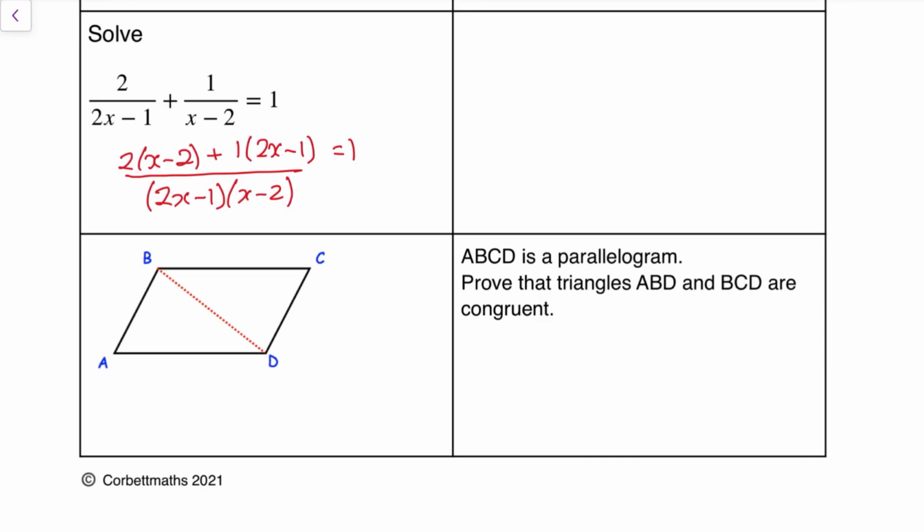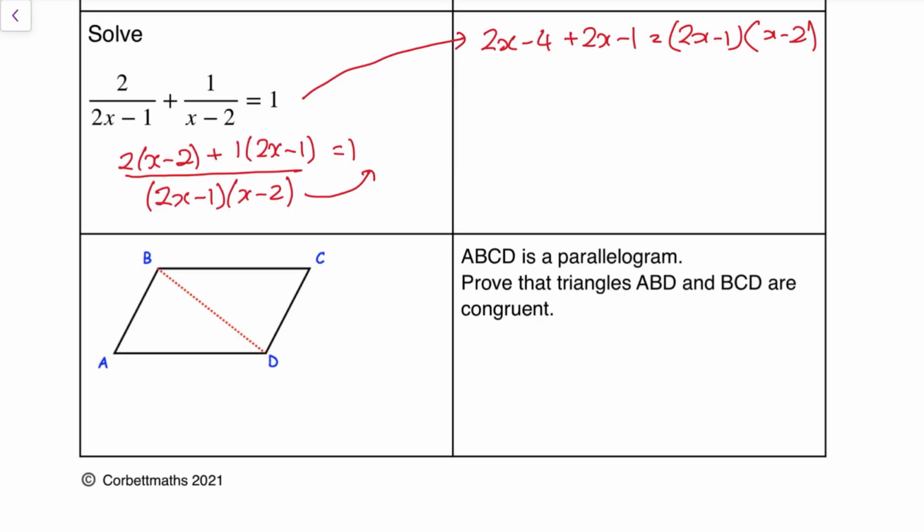Let's fix the numerator. So that's going to be 2x, very carefully because they're negative. So 2x minus 4 plus 2x minus 1 is equal to, and I'm going to move this up to here, which is going to be 2x minus 1 times x minus 2. Now, when I said you could do it in one step, you can go straight from here to here if you're comfortable. Just be careful, silly errors, etc.